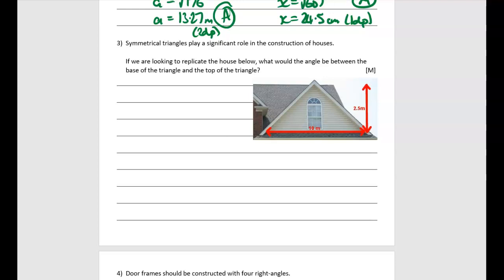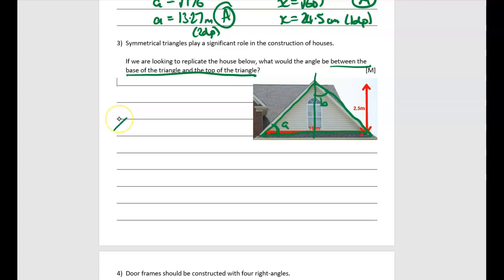So question 3 was about symmetry and triangles in the construction of houses. If you look to replicate the house below, what would the angle between the base and the top of the house be? I did intend that to be this angle here, but I do appreciate it was ambiguous. So if you told me about the angle on the top here, I also gave you your mark as well. So I'll run through 2 variations. We'll call them angle A and B.